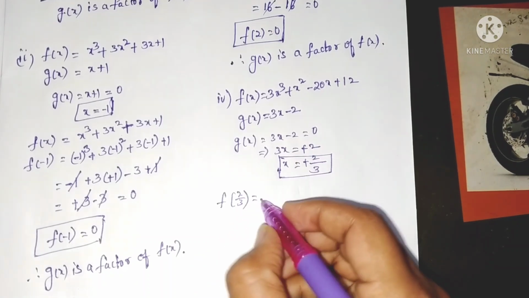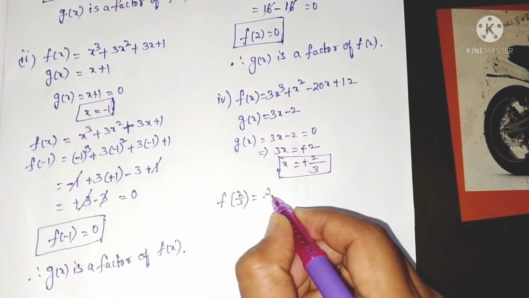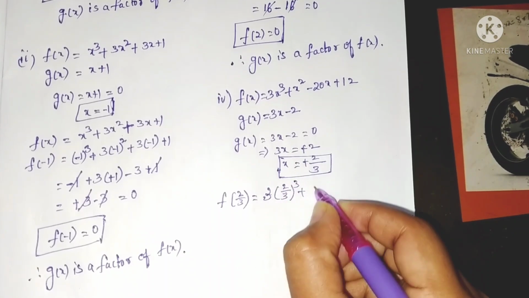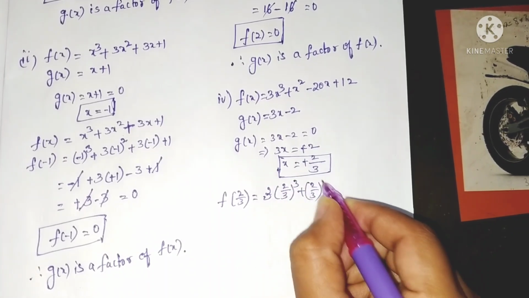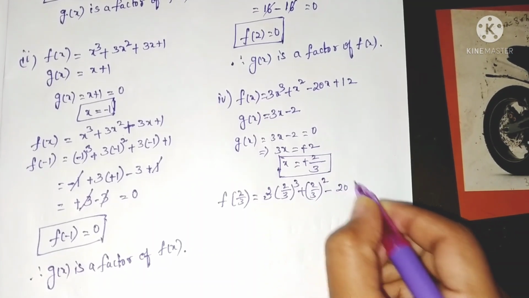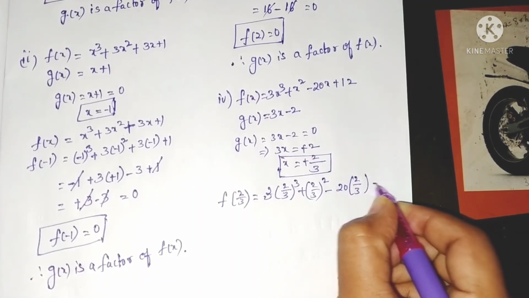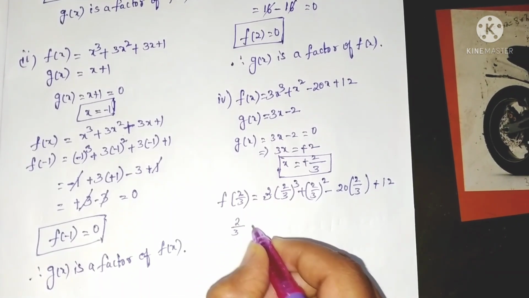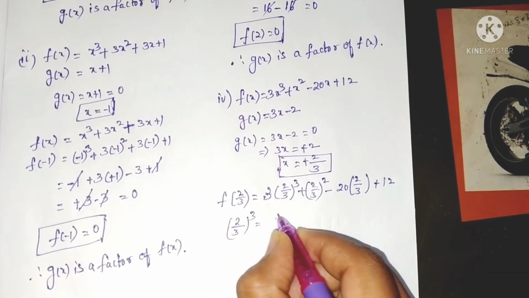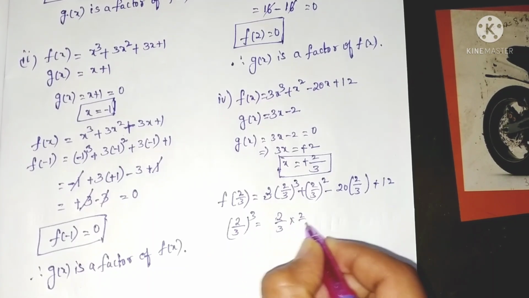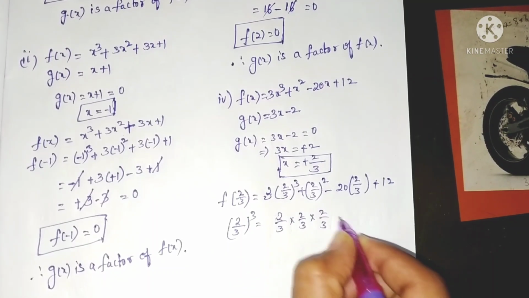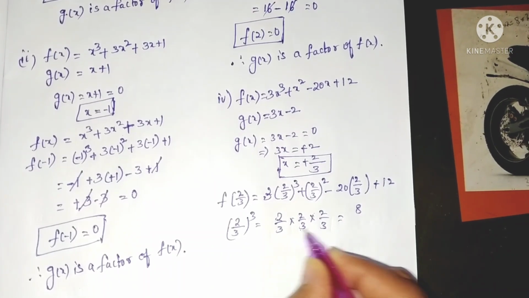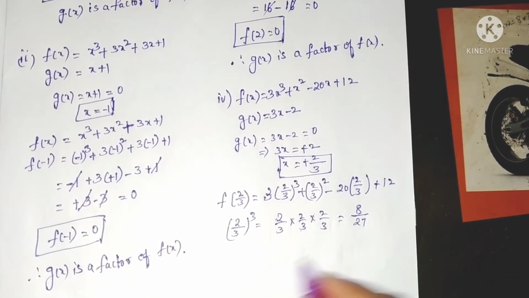F of 2 by 3 is equal to first 3 into (2 by 3) whole cube plus (2 by 3) whole square minus 20 into 2 by 3 plus 12. Okay. So (2 by 3) whole cube is equal to 2 by 3 into 2 by 3 into 2 by 3. So 2 2s are 4, 4 2s are 8. 3 3s are 9, 9 3s are 27.